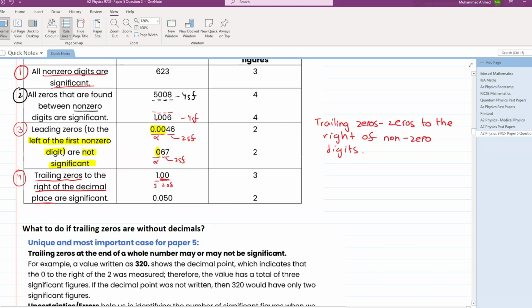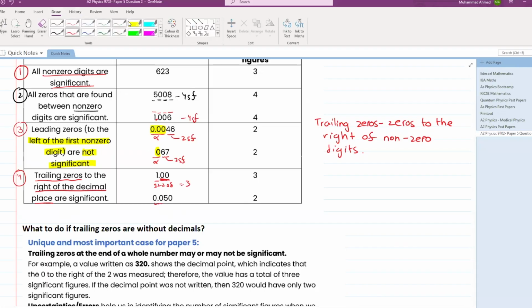And this is also significant. So the total number of significant figures becomes 3. If you see here, the leading zeros, the zeros before a non-zero digit or to the left of a non-zero digit, are not significant. This zero to the right of the non-zero digit is significant. This 5 is also significant. You have two significant figures. So the summary you need to remember for rule number 4 is that all trailing zeros after a decimal point are significant.